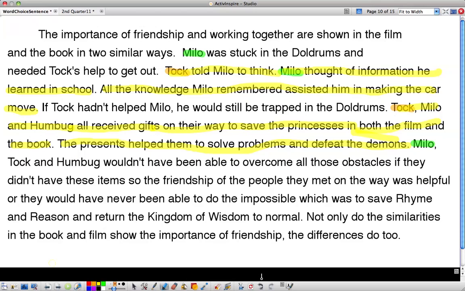Look how much of that paragraph is nothing but simple sentences. You've got talk, that's our subject, told Milo to think, that's the predicate bit. Milo, that's our subject, thought of information he learned in school, that's the predicate bit. All the knowledge Milo remembered, that's the subject, assisted him in making the car move, predicate bit. That's why it sounds so choppy. It's because I'm not using different types of sentences. I'm using the same type over and over again, even down here. So that's definitely going to need to be changed.